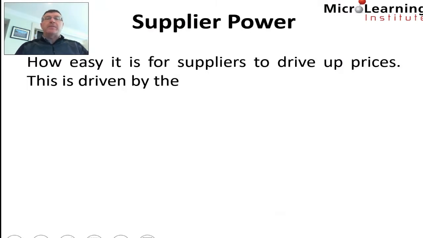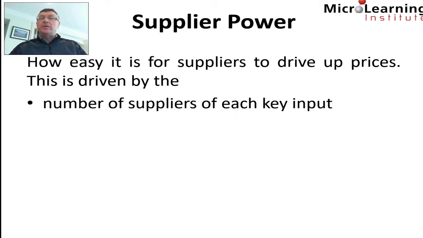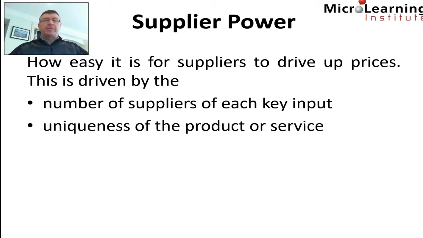Firstly, let's look at the bargaining power of suppliers, or supplier power. And this force assesses how easy it is for suppliers to drive up prices. And this is driven by the number of suppliers of each key input. Now, obviously, if there are many suppliers of a particular raw material to a sector or an industry, then each individual supplier has lower bargaining power. Whereas, of course, if there's one key supplier to an industry or very few key suppliers, then the suppliers have very high bargaining power.